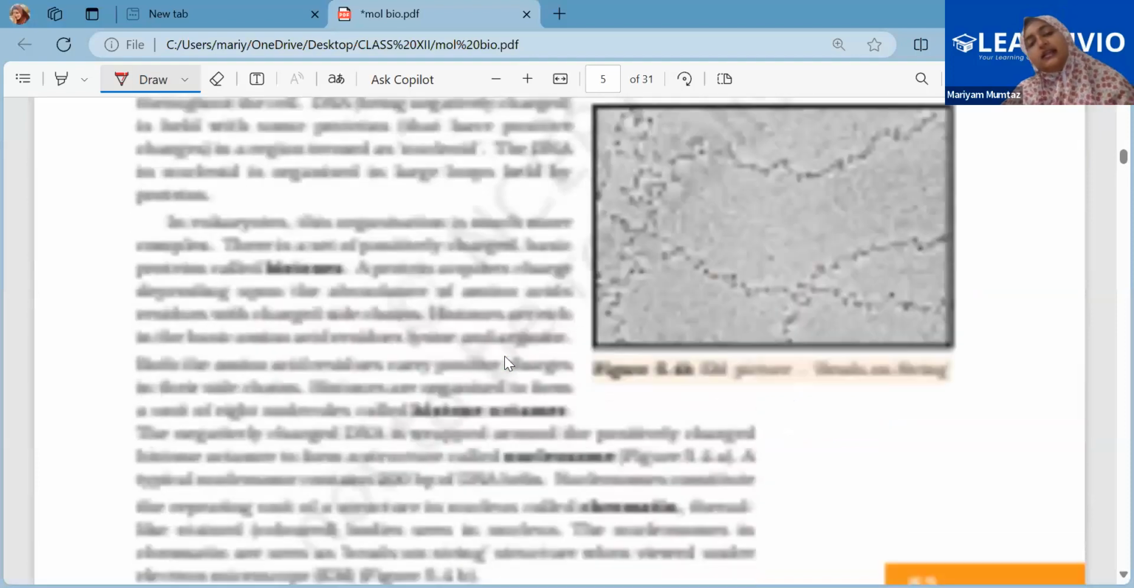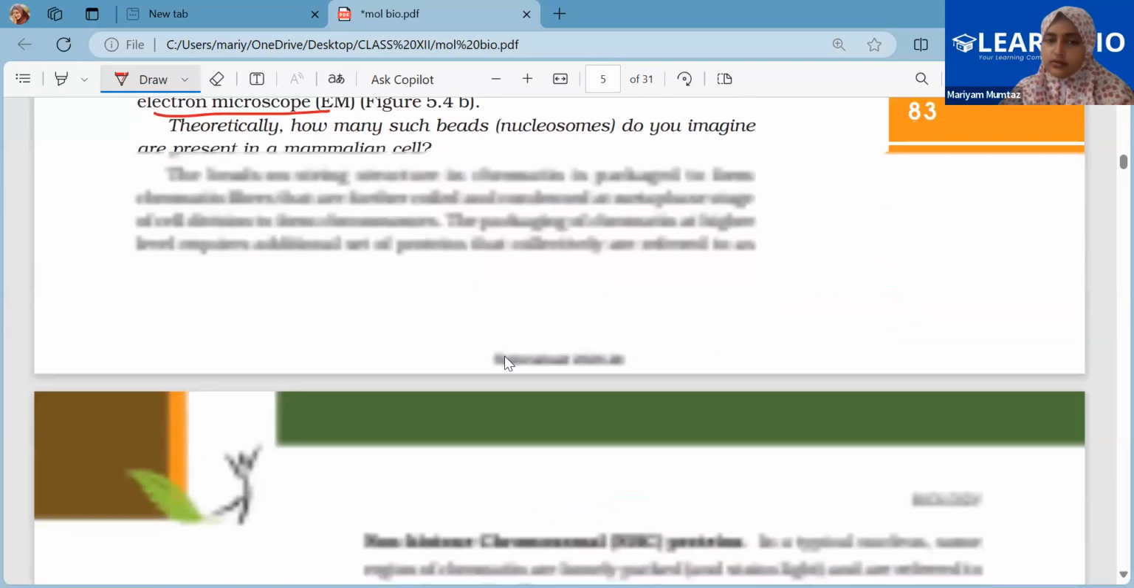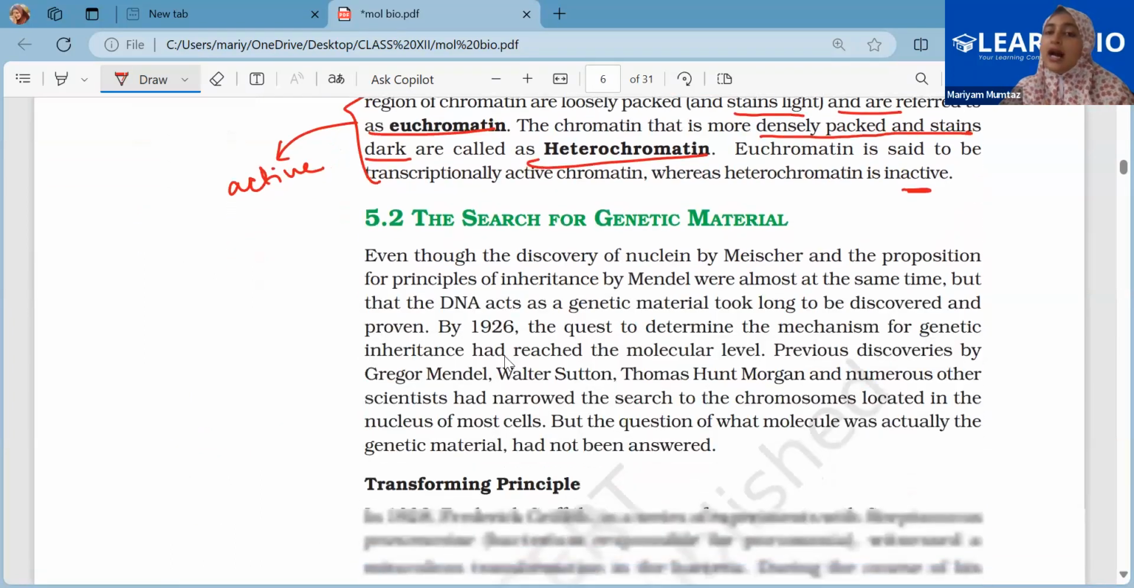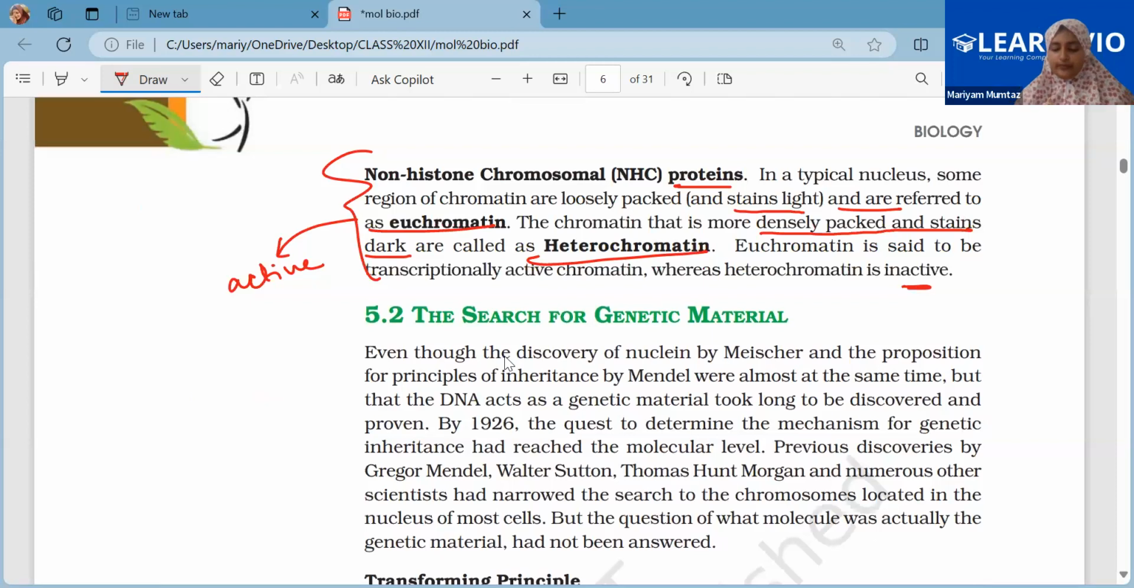Now, this is the introductory part as to how, what, why, and everything goes along. Now, talking about how the genetic material was found, how people finally came to the conclusion, and how now we know that DNA is the genetic material. So, there is a long process that goes behind it. Up until now, do you have any doubt? No, ma'am.